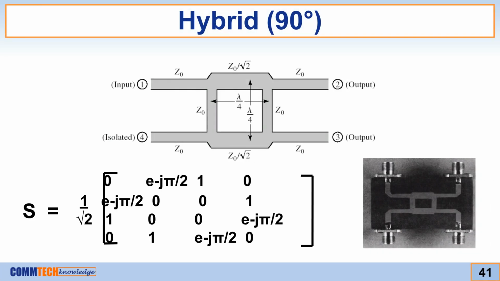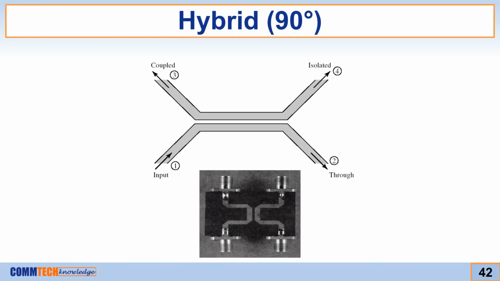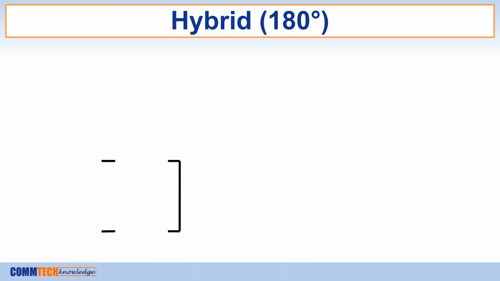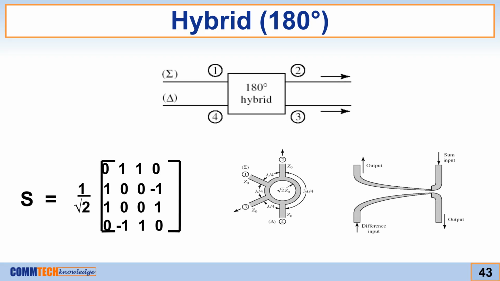When input power is applied, it divides equally between two output ports with a 90-degree phase difference, while the fourth port remains isolated. This diagram illustrates the operation of the 90-degree hybrid coupler, showing the input, coupled, isolated, and through ports. The 180-degree hybrid coupler, also known as a magic T or rat race coupler, is a 4-port component used for both power division and combination, as shown here with its S matrix.